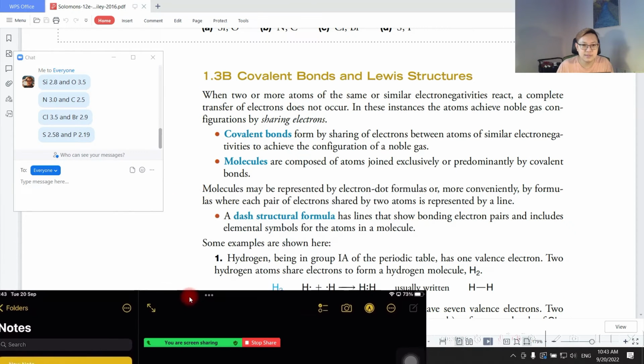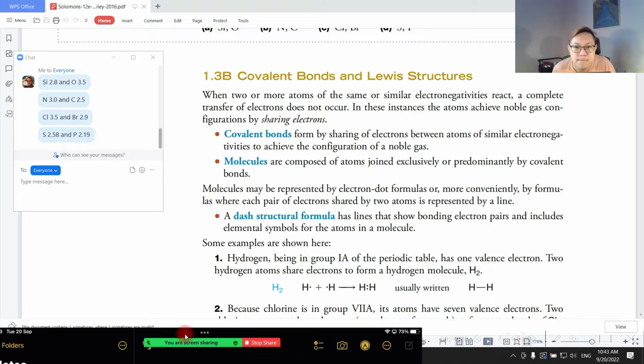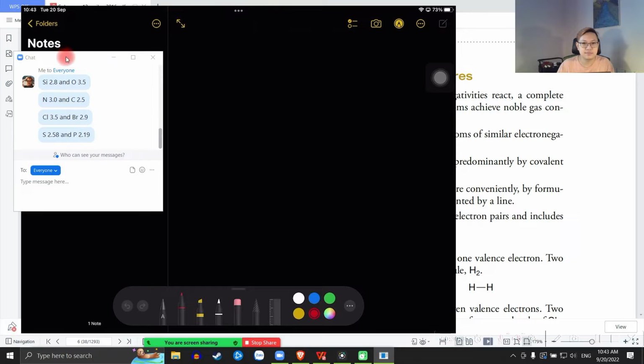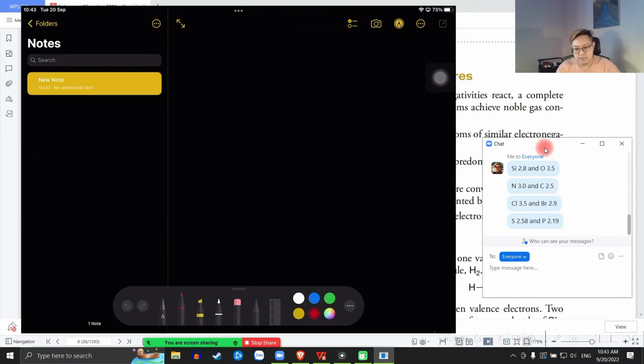So we were discussing the sharing of electrons. Yeah. Let's just try this case between hydrogen and oxygen, for example. Maybe make it a bit bigger. No, hydrogen and oxygen.